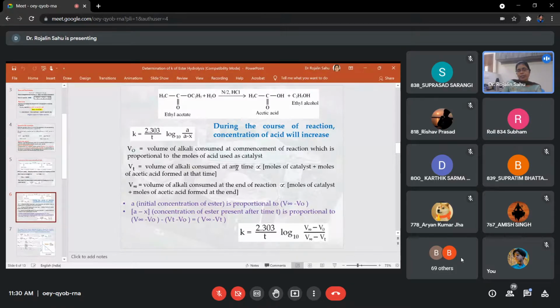What do you mean by that infinity time? Shall we do this experiment for an infinite time period? No, at the end of the reaction.